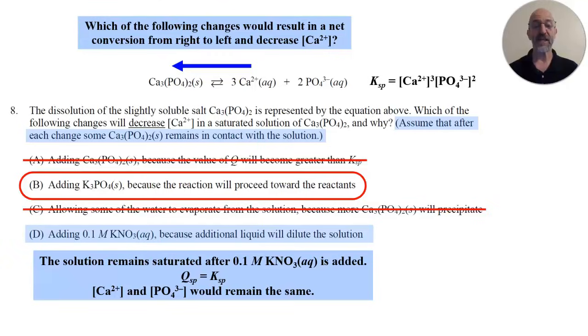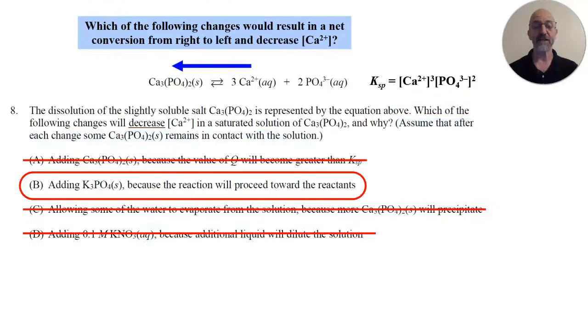We did not change the concentration of calcium or phosphate because we still have a saturated solution, and potassium and nitrate are not common ions. So the correct answer is definitely choice B.